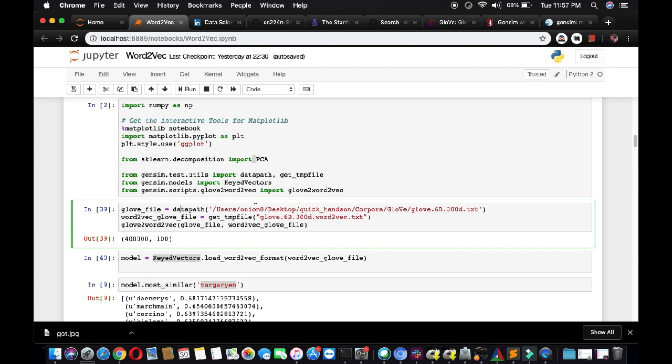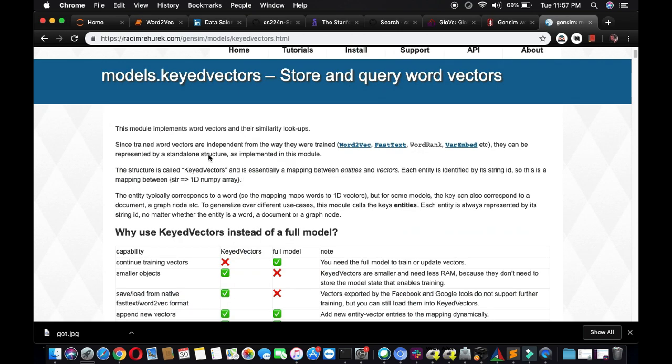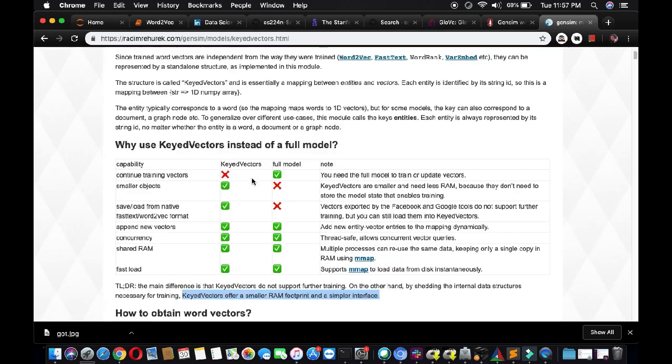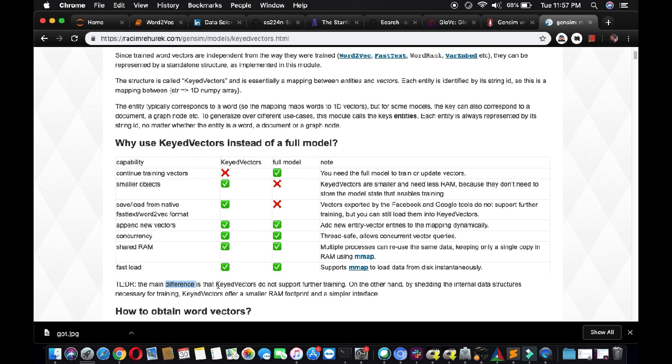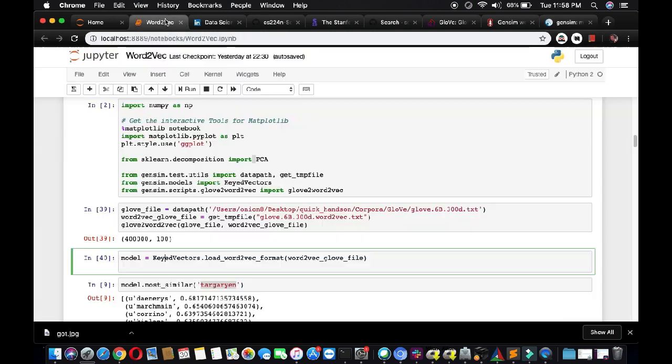Now this is the model that we are creating. We are using KeyedVectors. What basically is KeyedVectors? It is a module that implements word vectors and similarity lookups. The main difference, if you compare KeyedVectors and the full model, is that KeyedVectors do not support further training. Also, it has a smaller RAM footprint and a similar interface. So we are using KeyedVectors here. We just loaded the file that we converted into word2vec format.